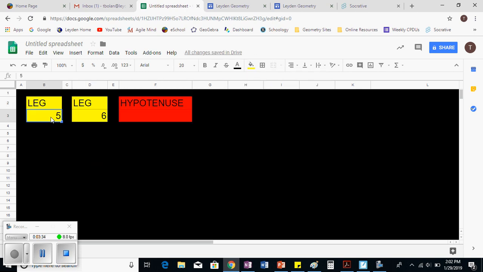Okay, so here's what's going to happen. Someone is going to come in, and in the spreadsheet, they want to type in two measurements for the legs, and the computer is going to figure out the hypotenuse. So you come in, and as I said, type in a number here, type in a number here. If those are the two legs, the computer's just going to spit out an answer for what the hypotenuse is right there in the red box.